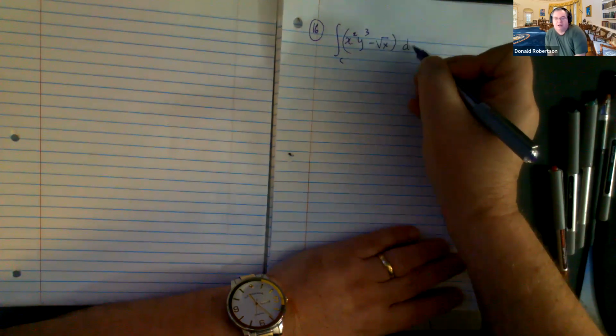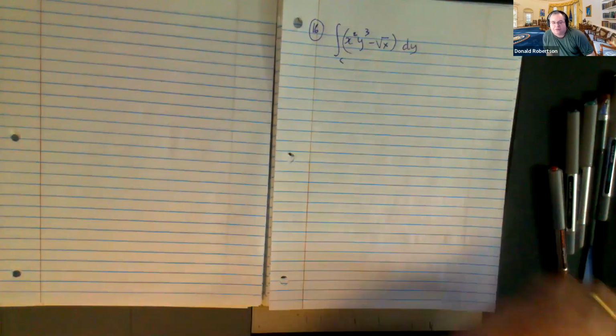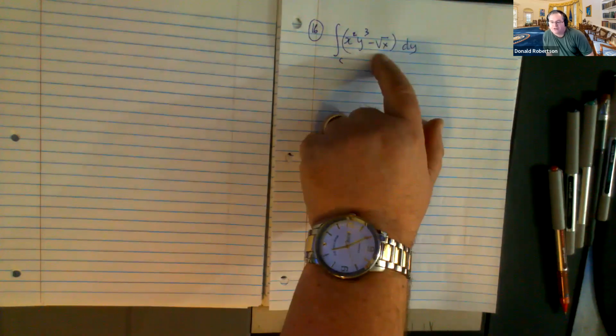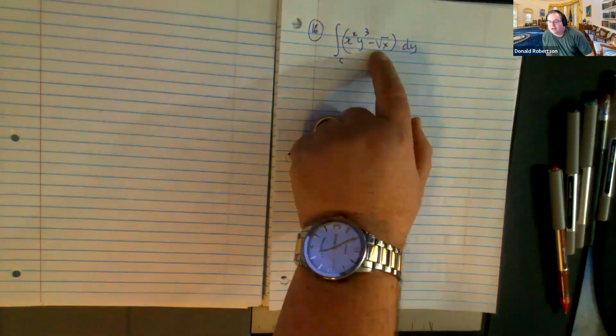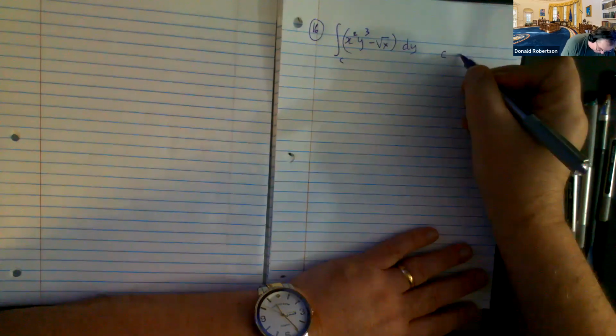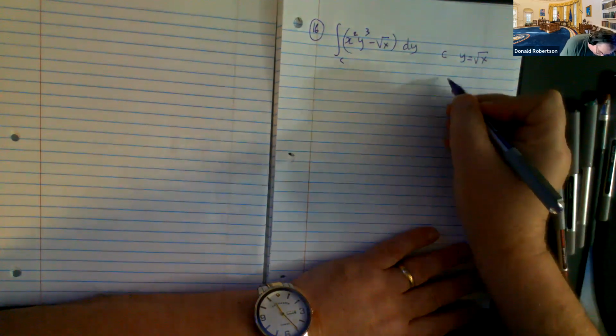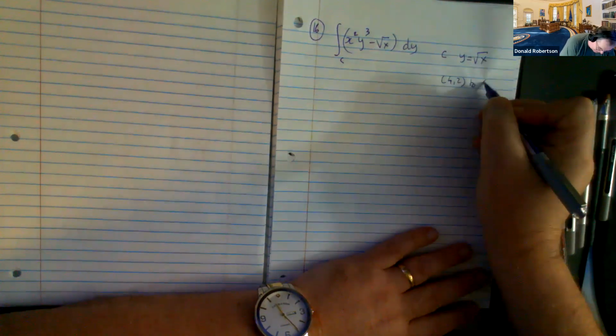We want this fella. We want to do x squared y cubed, take away the square root of x, and it's only with a dy. And that's still a line integral because of that little c. You might think, where's the dx? Well, technically there's a 0 dx there, but you don't write it down. We are being asked to do c, the curve, that guy, going from the point 4,2 to the point 9,3.